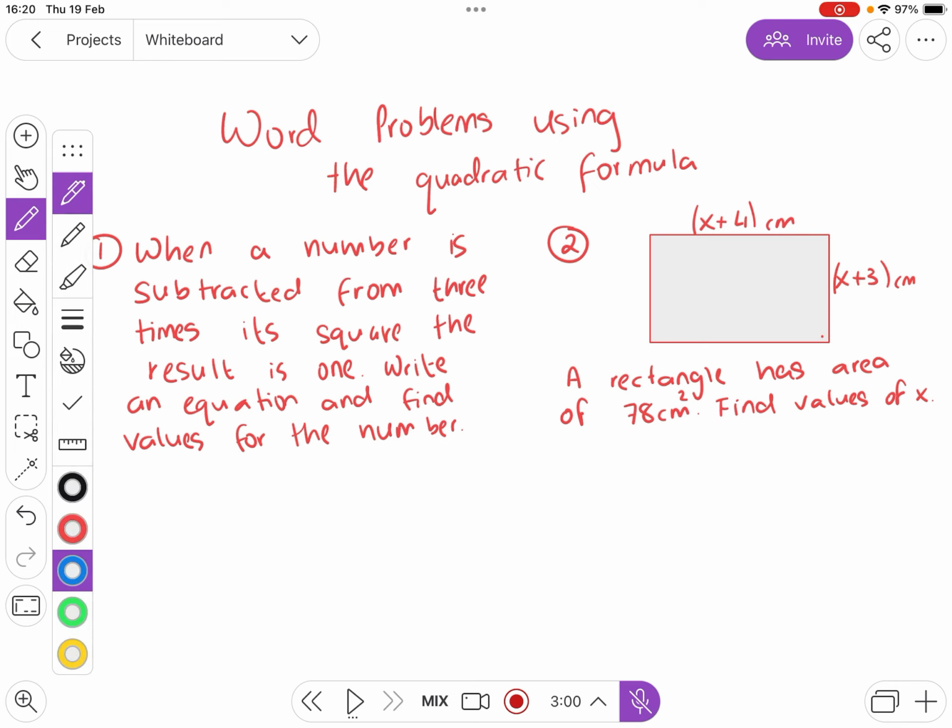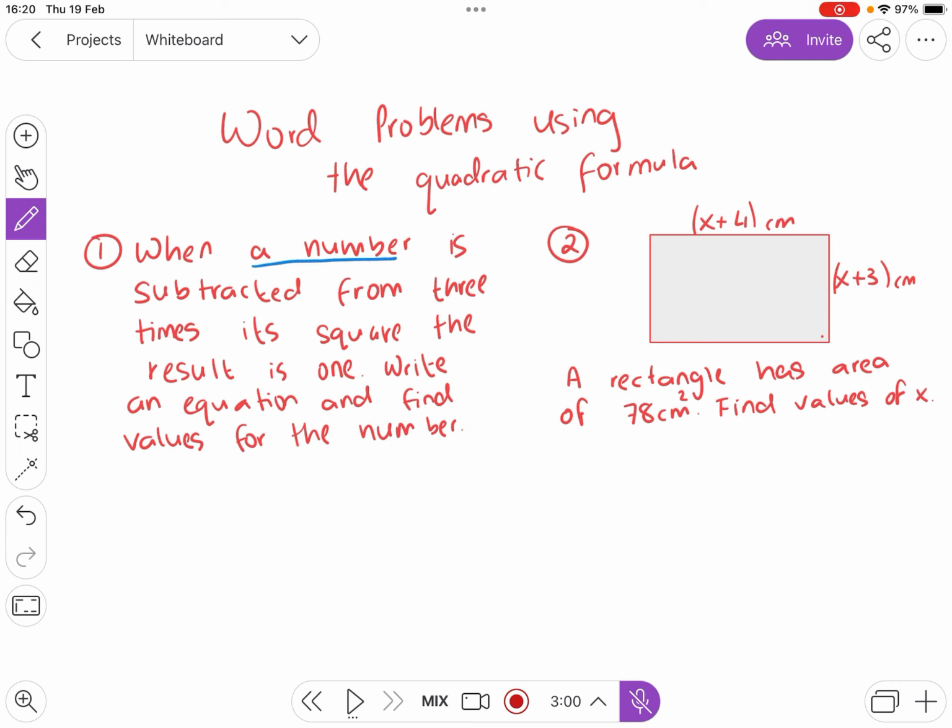So when we're looking at something like this, we're going to take a look at the wording first of all. When they say a number, we're going to replace that with x. So anywhere we see this number now, we put in x. So this number is subtracted from 3 times its square. Now, 3 times means whatever it is, 3 something. And its square would be x squared.